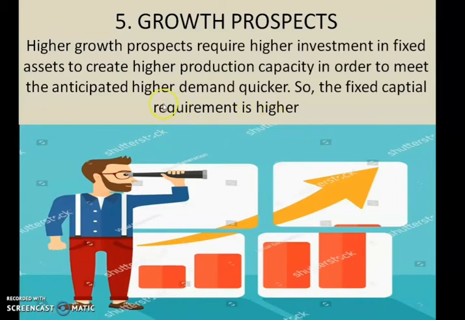So those firms where the growth prospect is high, for having a growth prospect, they have to produce more, isn't it? For more production of goods, they have to have more fixed asset. So for purchasing this fixed asset, fixed capital is required. So we can conclude that a firm which has more growth prospect, their fixed capital requirement will be higher.